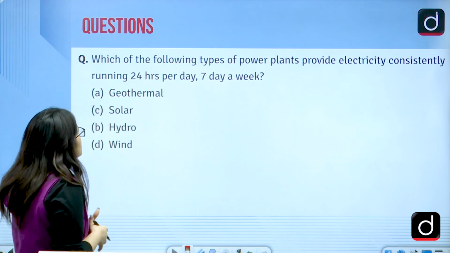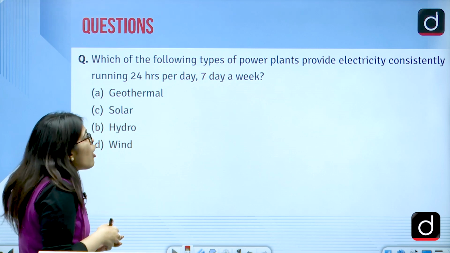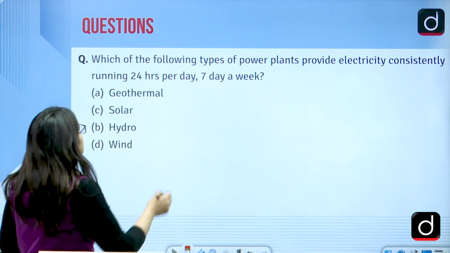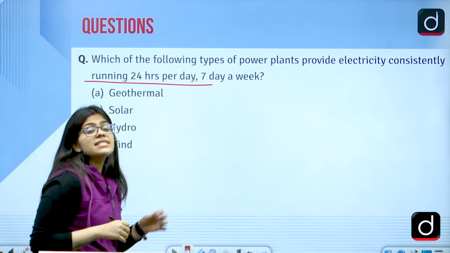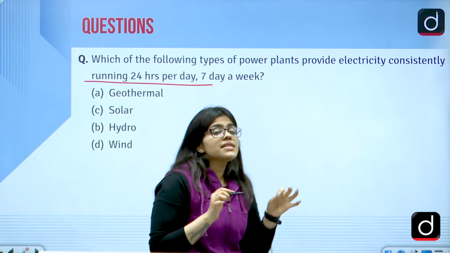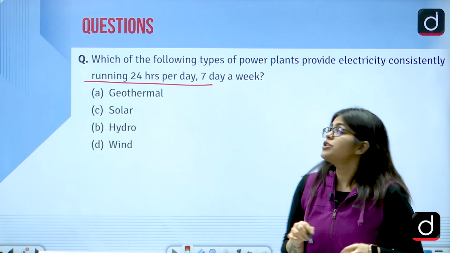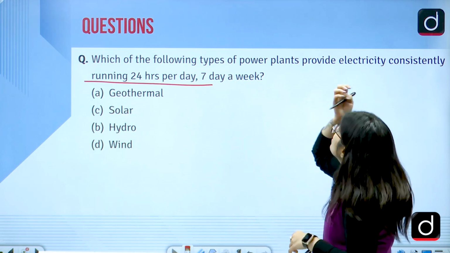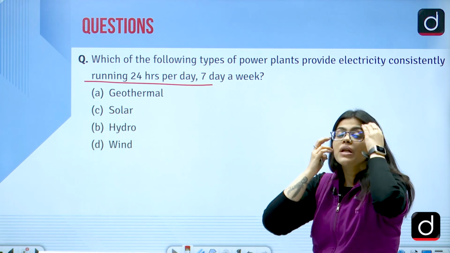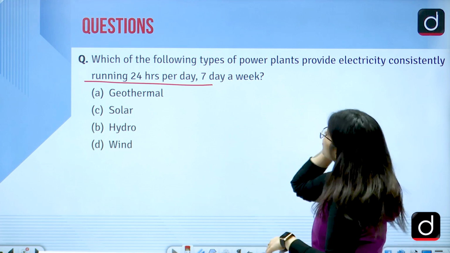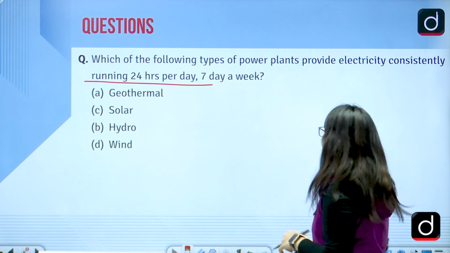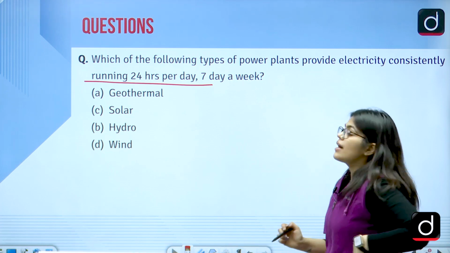Then comes another question. Which of the following types of power plants provide electricity consistently, running 24 hours per day, 7 days a week? Which type of energy can you produce 24 hours per day and 7 days a week? Which type of power plant will be active forever, right? Is it geothermal, is it solar, is it hydro or is it wind energy? So what would be the correct answer?